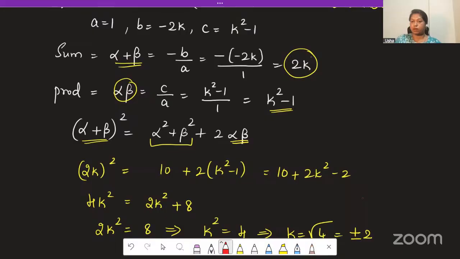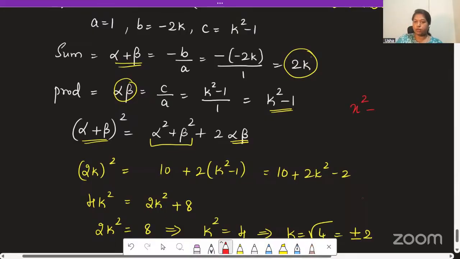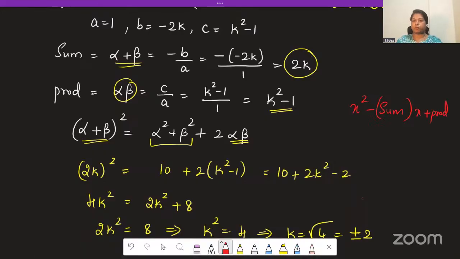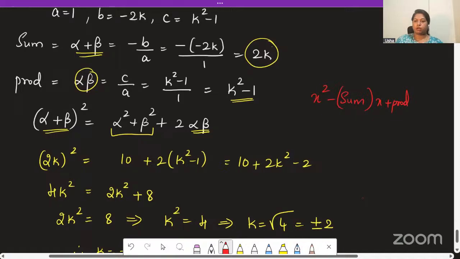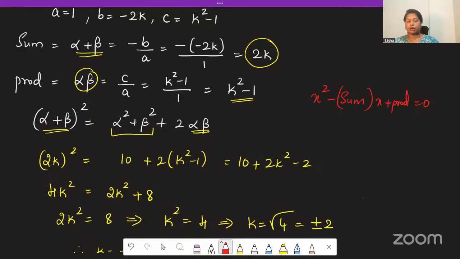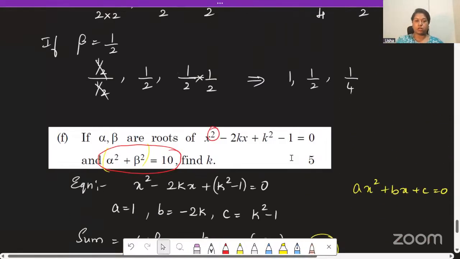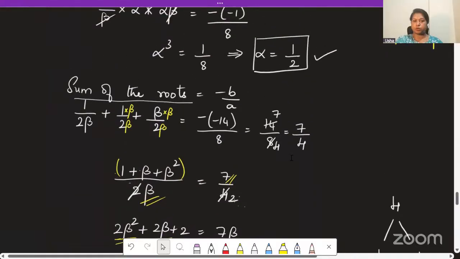You have to frame the equation, for which you will use the formula x square minus sum of the roots into x plus product of the roots equals to 0. This is the formula you will use if they have given roots and ask you to find the equation. Under cubic equations, this is the type of question you get.